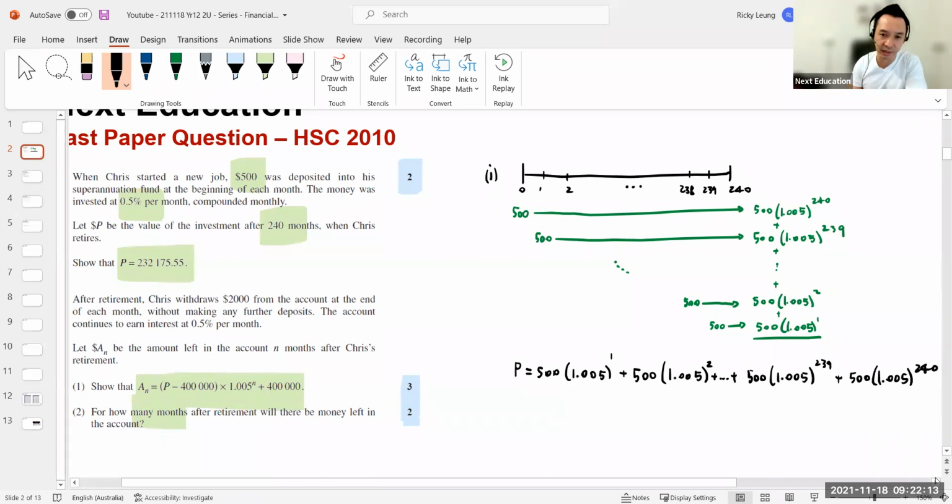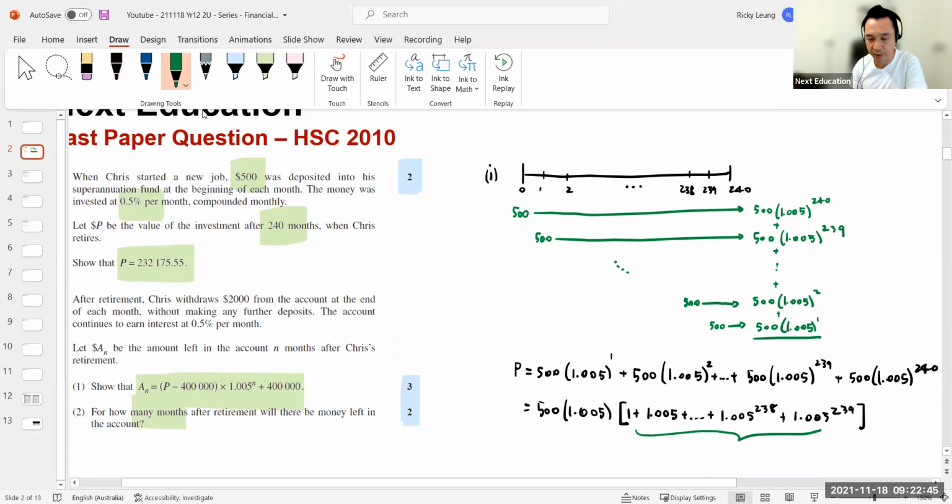Take out anything that's common. In this case, you can take out the 500 and the 1.005. And when you factorize this, you know it's 1 plus one of these guys, because I factorized one out, plus all the way, second last one becomes 1.005^238, taking one out, plus 1.005^239, taking one out. This guy is a GP.